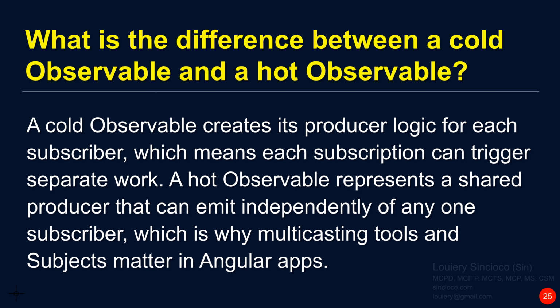What is the difference between a cold observable and a hot observable? A cold observable creates its producer logic for each subscriber, which means each subscription can trigger separate work. A hot observable represents a shared producer that can emit independently of any one subscriber, which is why multicasting tools and subjects matter in Angular apps.